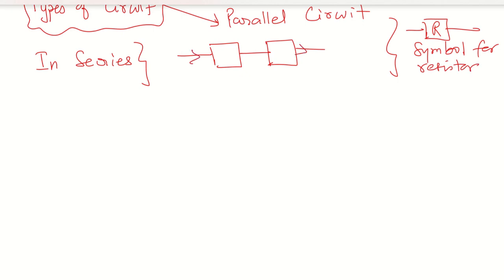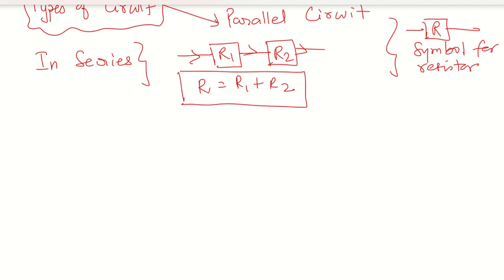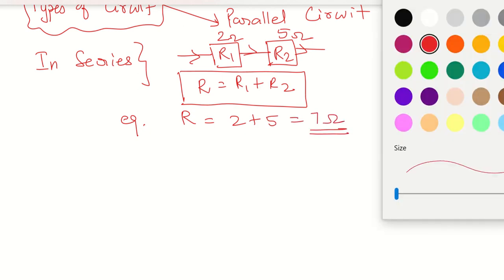In this case, if I take the first resistor R1 and this is the second resistor R2, then the total resistance R is equal to R1 plus R2. Let us do one example. If this is 2 ohms and this is 5 ohms, then I can write R is equal to 2 plus 5, which is very simple, 7 ohms. Now what happens in a parallel circuit?